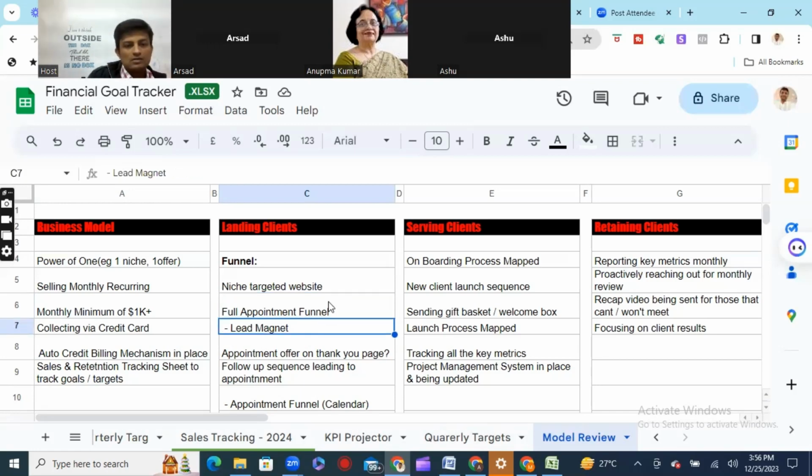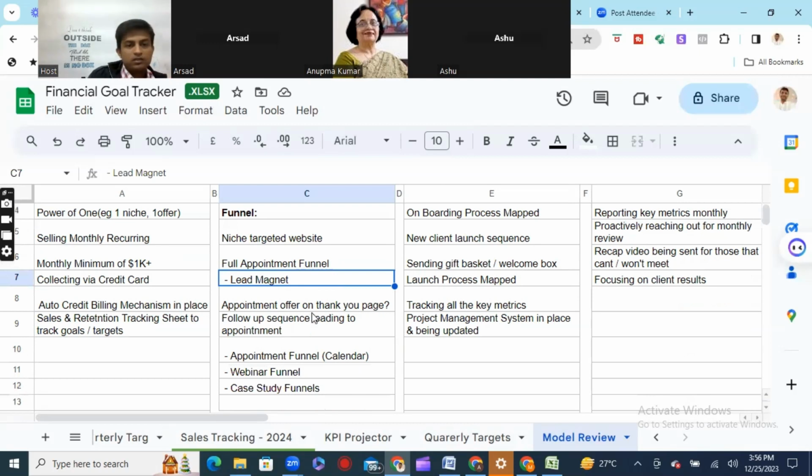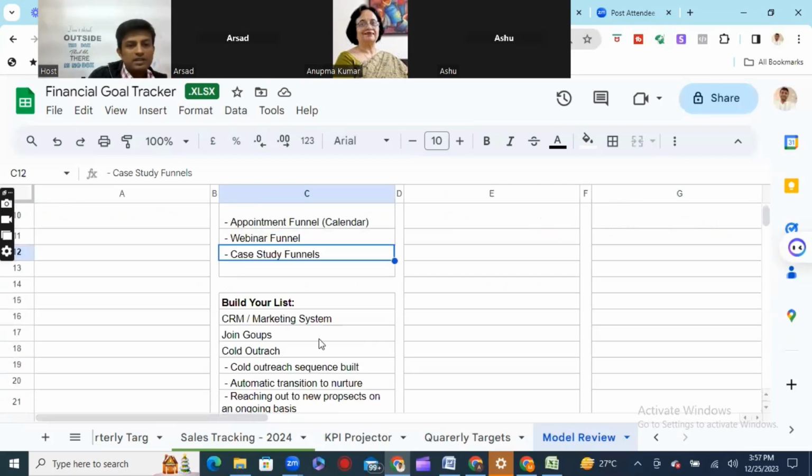We have to have lead magnets. We have to have appointment offers. Follow-up sequences for leading to the appointment. So this is automation we need to set up. Appointment calendar, webinar funnels, case study. If you have any case study, you can do this. Build your list. You have to develop your CRM.